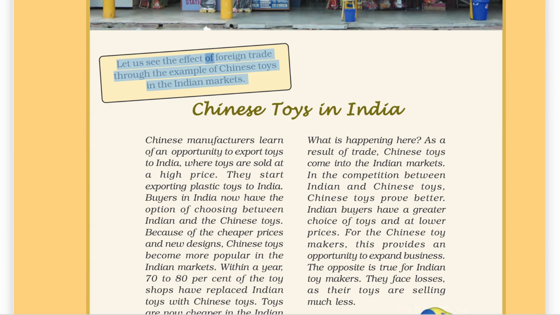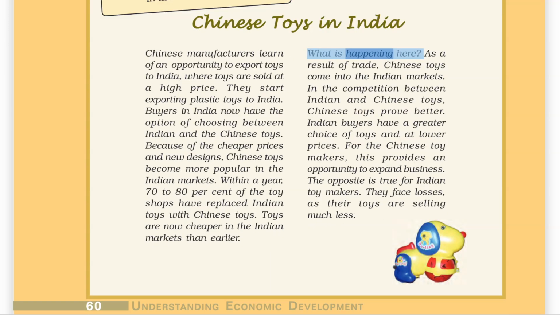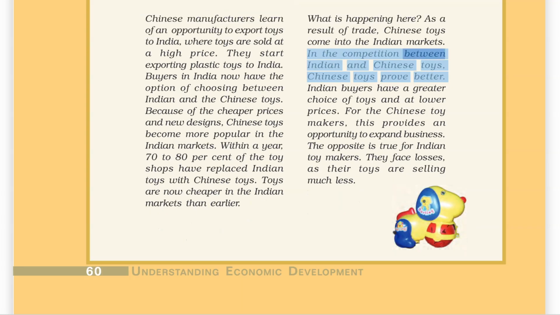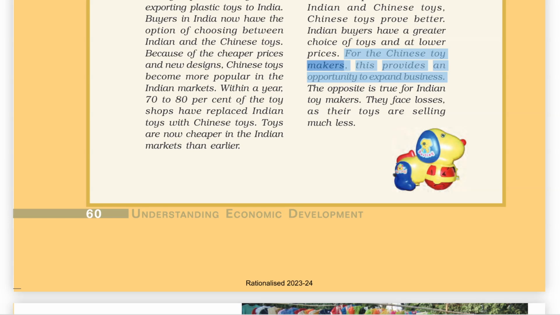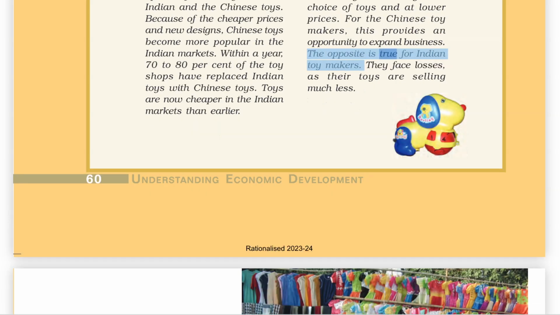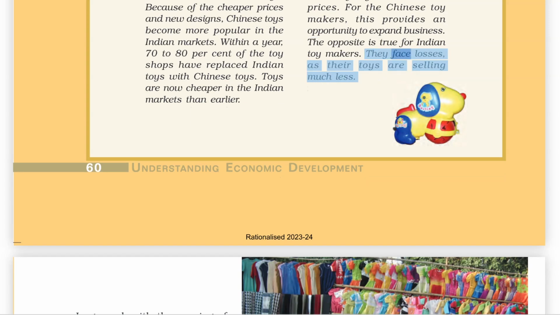Let us see the effect of foreign trade through the example of Chinese toys in the Indian markets. What is happening here? As a result of trade, Chinese toys come into the Indian markets. In the competition between Indian and Chinese toys, Chinese toys prove better. Indian buyers have a greater choice of toys and at lower prices. For the Chinese toy makers, this provides an opportunity to expand business. The opposite is true for Indian toy makers. They face losses as their toys are selling much less.